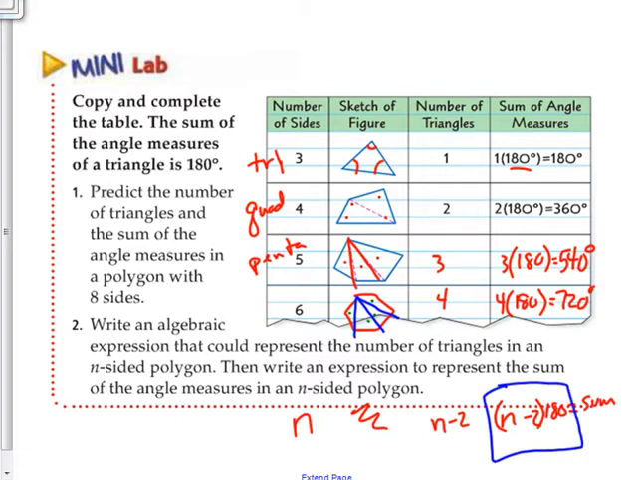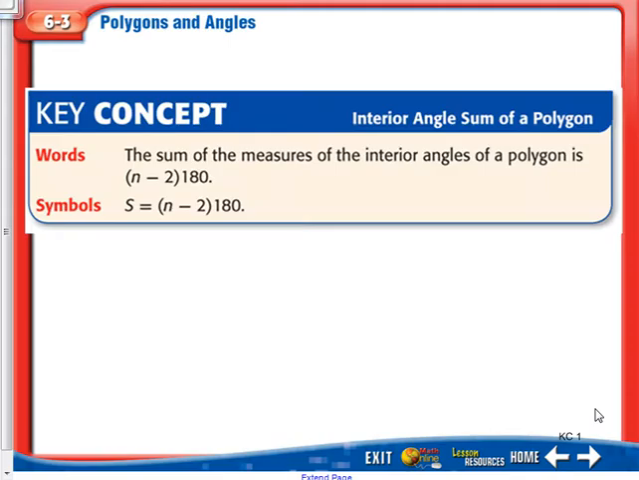So if I asked, how many degrees are on the inside of an 18-sided shape? You would just plug in the number 18. 18 minus 2 is 16. 16 times 180, and that's your answer. On the next slide, it gives you our formula right here, n minus 2 times 180. That's our formula that we'll want to keep track of.